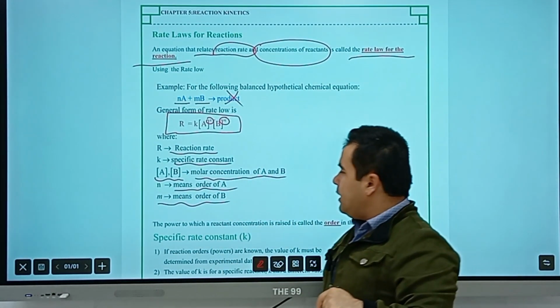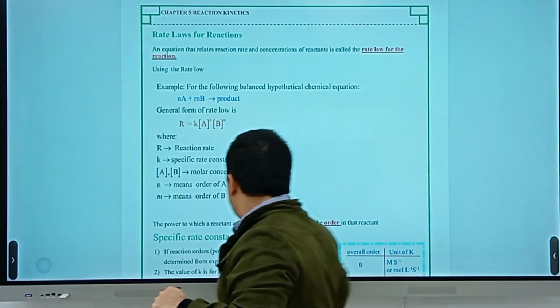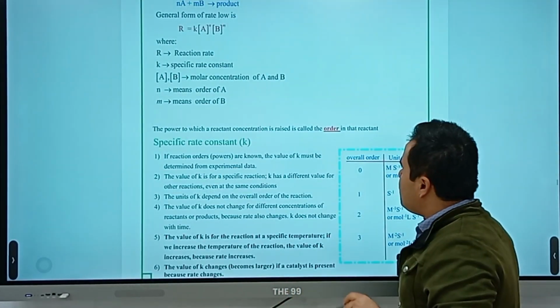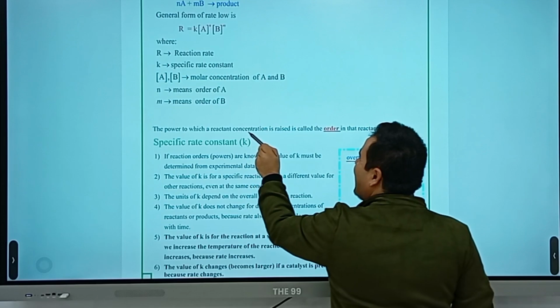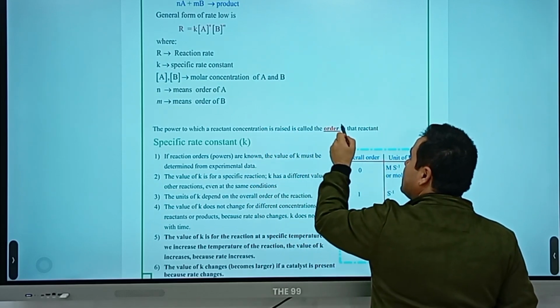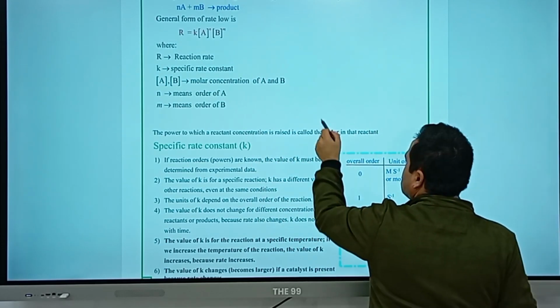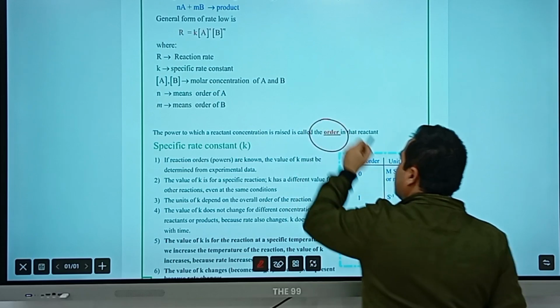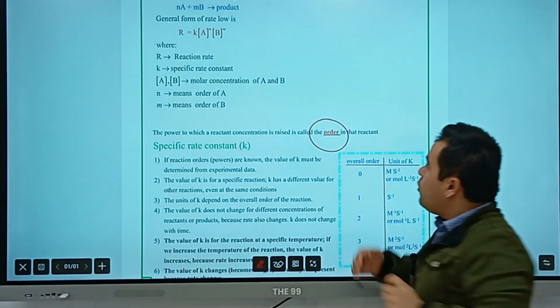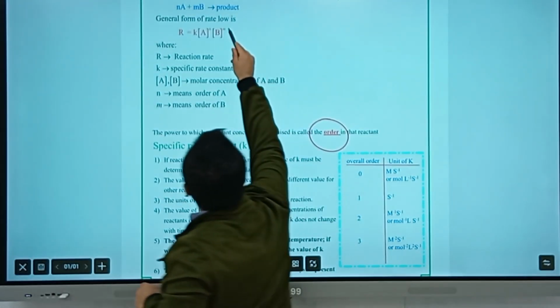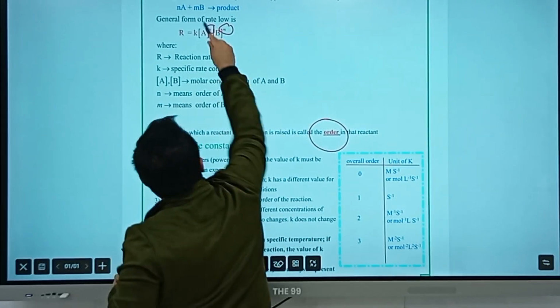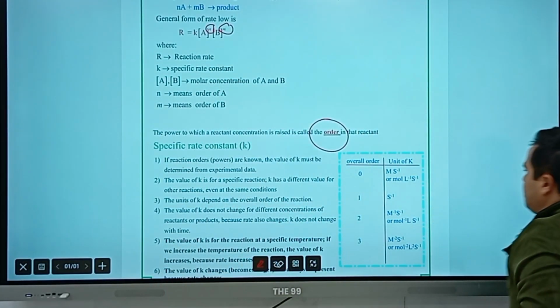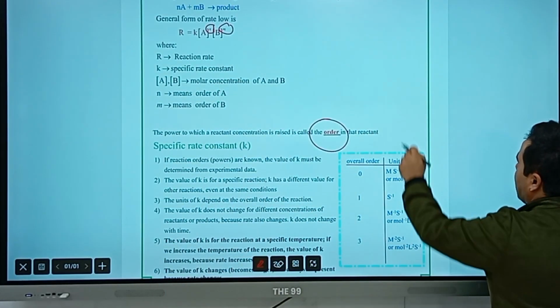Let us talk about the order of the reaction, guys. The power to which a reactant concentration is raised is called the order of the reaction. So what's the order of the reaction? The power of the concentrations is the order of the reaction. Let me provide some information on the order, guys.